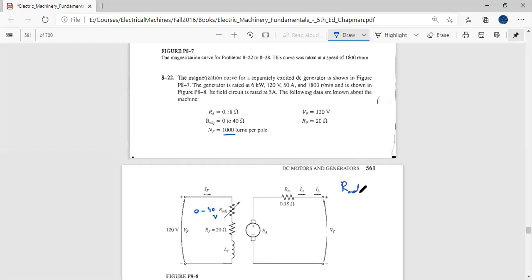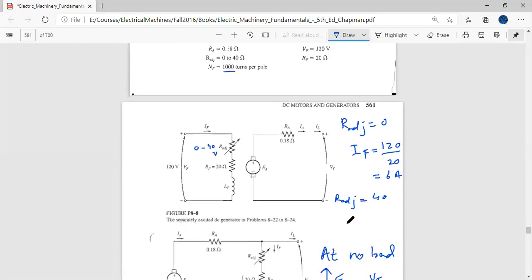Okay, so when R adjustable is equal to 0, then what is the value of IF? IF will be equal to 120 divided by 20, is equal to 6 amperes. And when we take R adjustable to the extreme, which is 40 ohms, then the new value of IF is going to be 120 divided by 40 plus 20, which is 60. So that means it is equal to 2 ampere. So IF will be ranging from 2 ampere to 6 ampere.